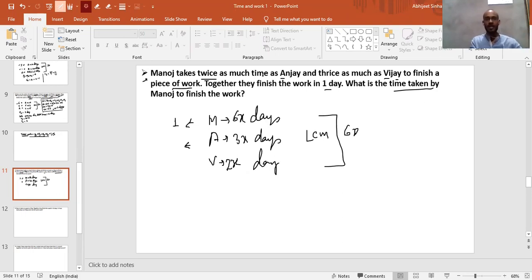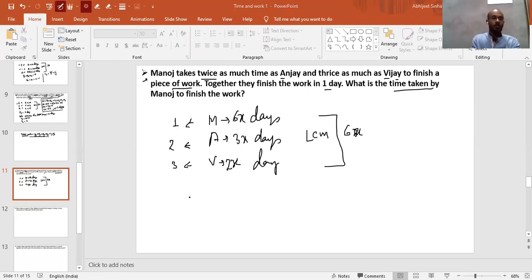That Manoj takes twice as much time as Anjay. Is it twice? Yes. And thrice as much as Vijay. Is it thrice? Yes. So now the LCM is 6 times of x. If you divide, Manoj's efficiency per day is 1, Anjay's efficiency per day is 2, and Vijay's efficiency per day is 3. Right?